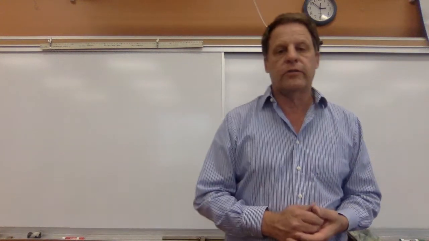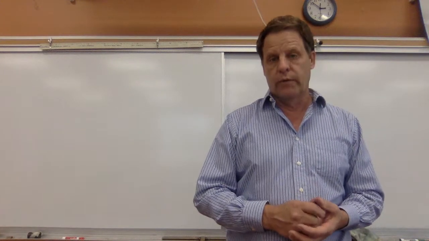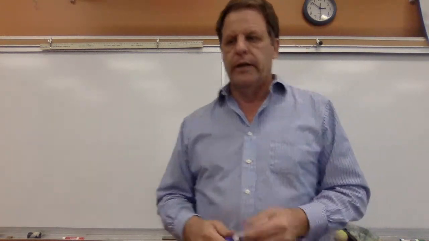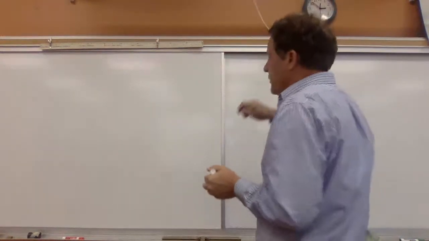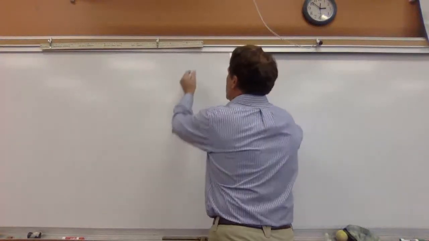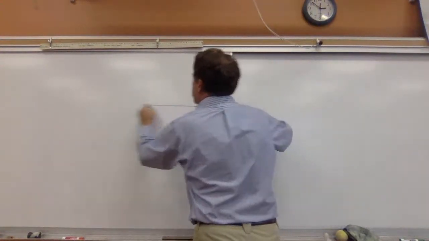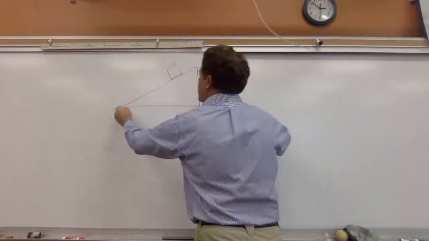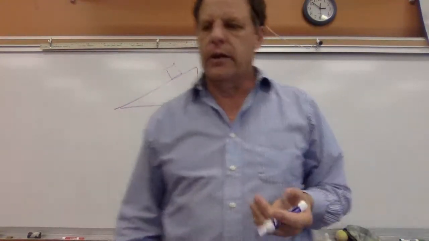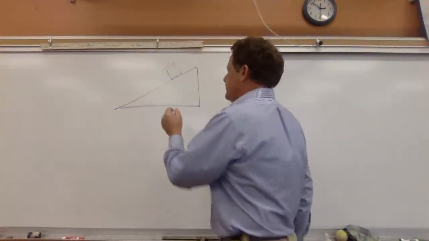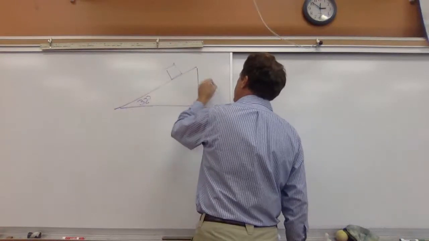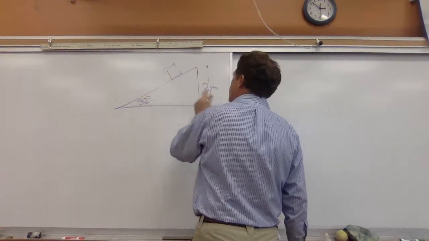Hello, everybody. This is going to be the review for midterm review number one. In midterm review number one, we are going to have a block on an inclined plane, and that angle is 32 degrees, and we have an initial height of 2 meters.